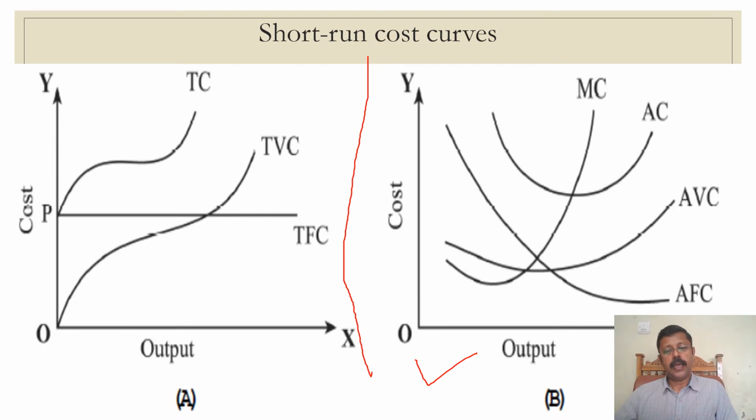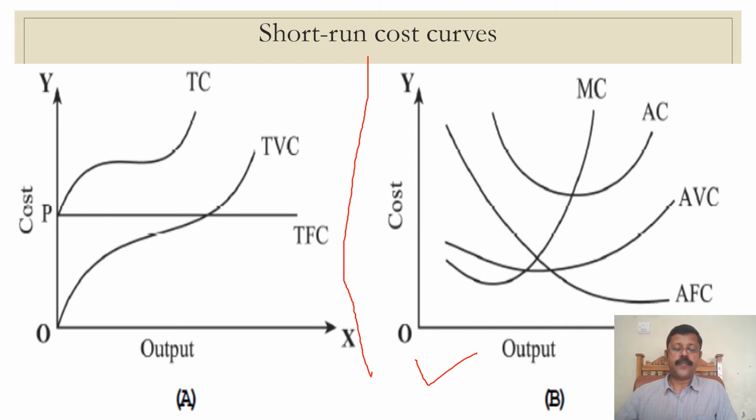Now, initially it was very high. As the output increased, it declined, and there is a minimum point. And after the minimum point, average cost will start increasing. This is true in all the cases.